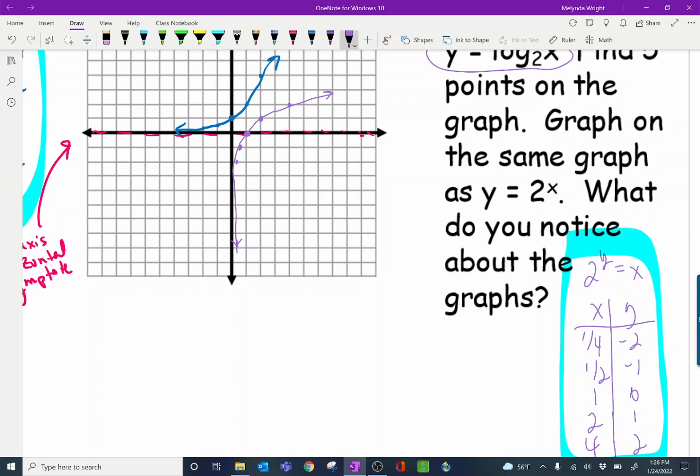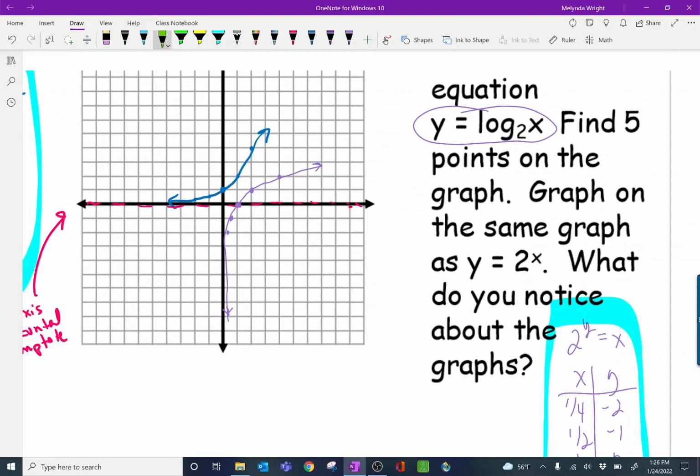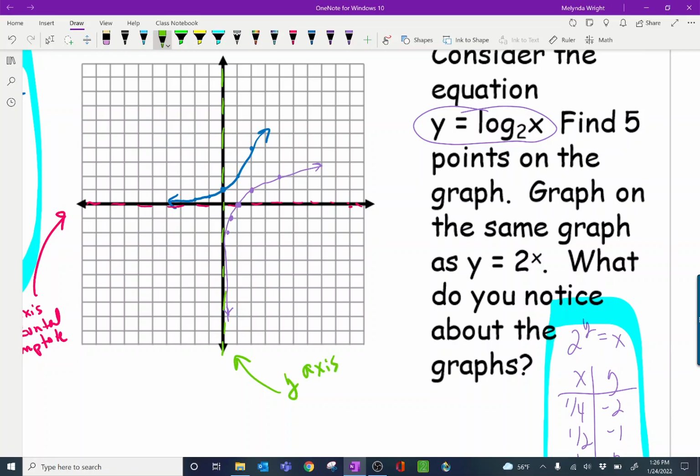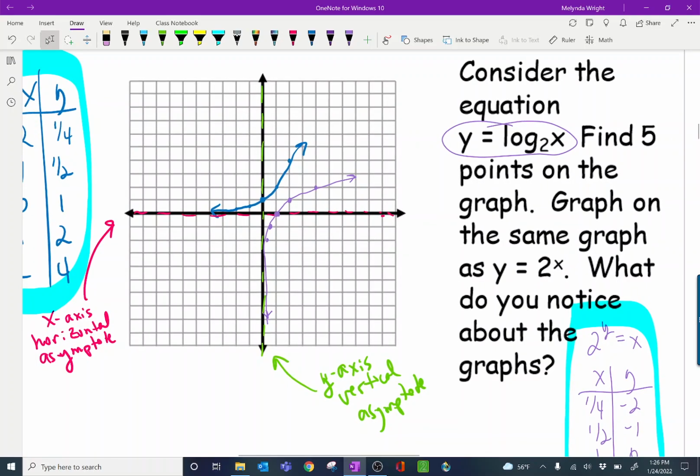Now, these logarithms, all of them have at least one vertical asymptote. And their vertical asymptote in this case, for the parent, is the y-axis. Okay, so when we graph exponentials and logarithms, we're going to expect asymptotes. Ooh, that sounds fun.